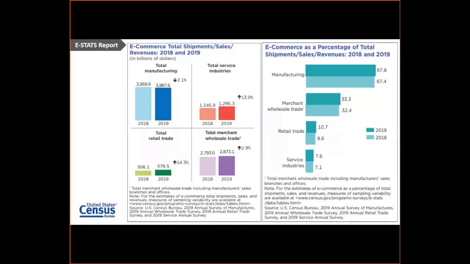Now, this is a screenshot from the latest eStats report, which was released on August the 5th of this year. And the graph on the left shows the total shipment, sales, and revenues for the manufacturing, service, retail, and merchant wholesale trade industries from 2018 to 2019. Here we see that the manufacturing sector reported approximately a 2.1% decrease, while the other 3 sectors of the economy reported increases. Now, the graph on the right shows the e-commerce as a percentage of total shipment sales and revenues. And as you can see, a large portion of the sales in manufacturing are indeed online sales.